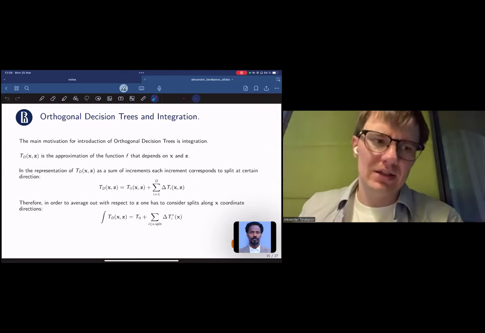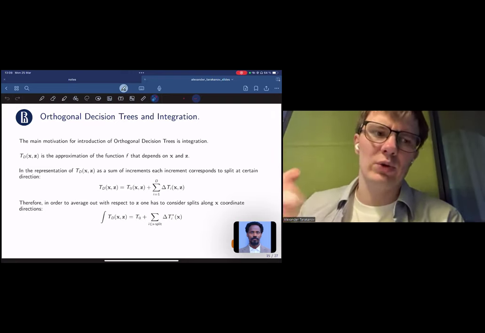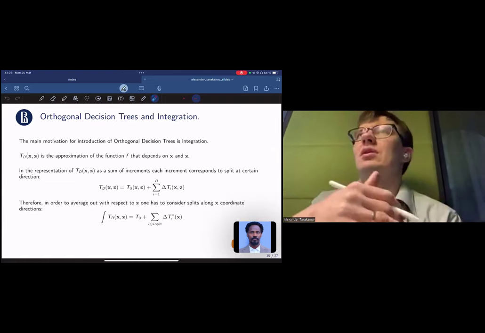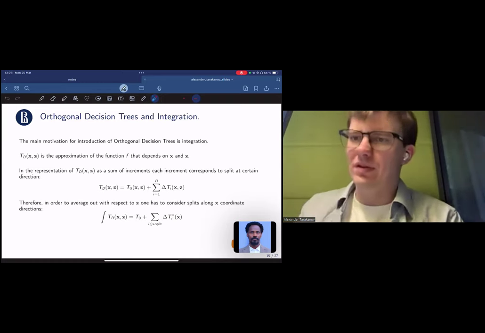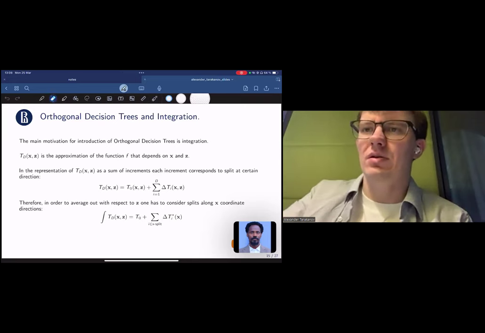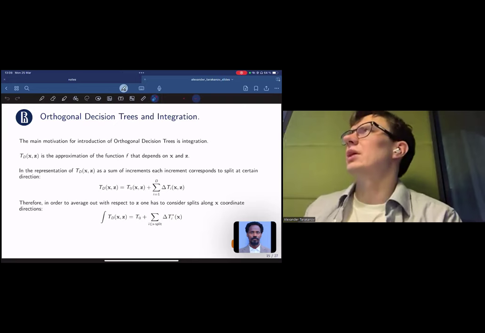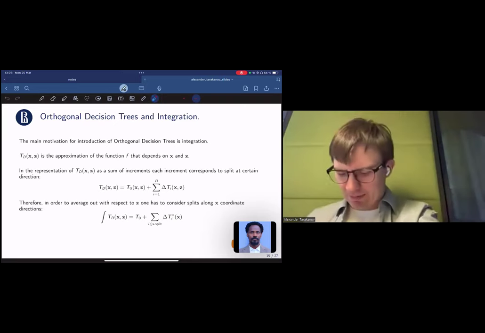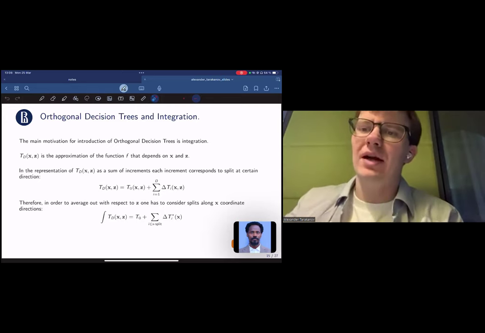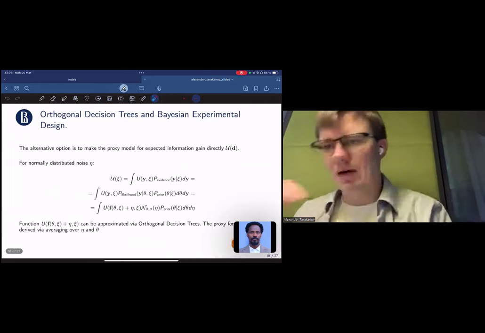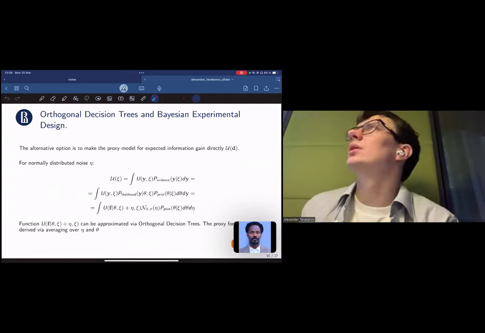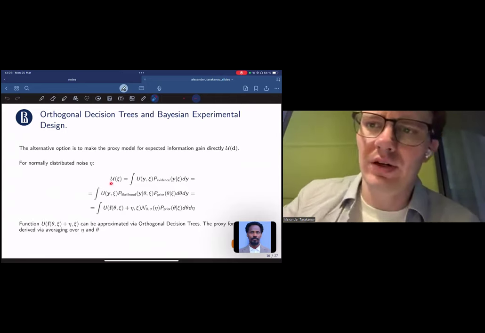We forget the splits in the directions over which we are making the integration, and keep only splits in other directions with some weights. And this will help us get a very cheap approximation, as a sum of piecewise constant functions, for our objective function. And we apply this trick to the Bayesian experimental design setup. How can we do it? First of all, we do some algebra with the utility function.